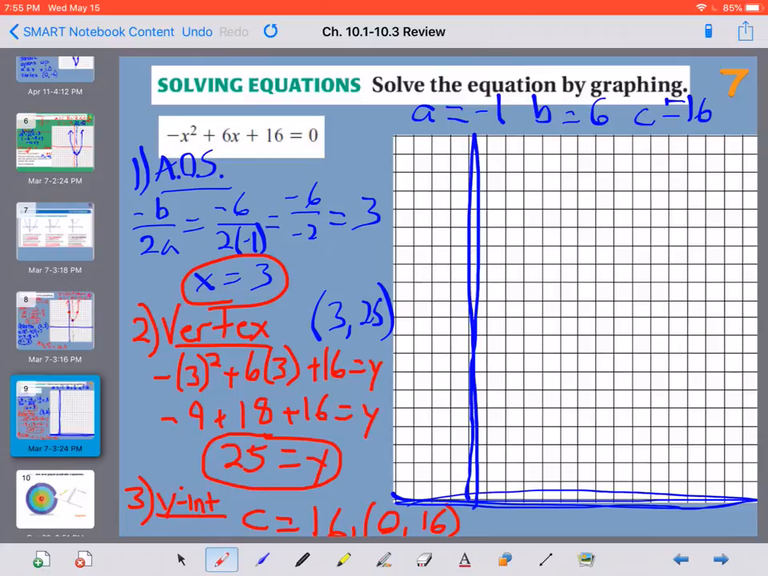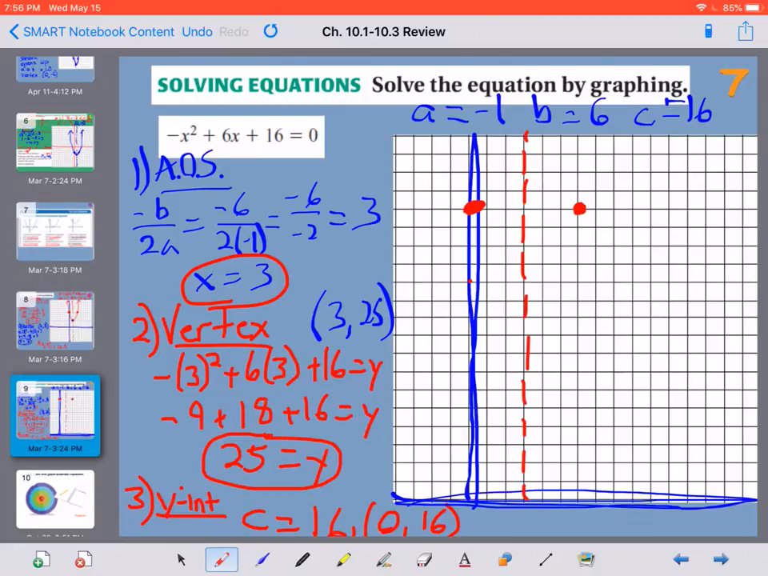My axis of symmetry is going to be at 1, 2, 3. And I know the y-intercept is at (0, 16). So 0, 1, 2, 3, 4, 5, 6, 7, 8, 9, 10, 11, 12, 13, 14, 15, 16. What I do know is that that's reflected across the axis of symmetry. So that is 1, 2, 3 away. So I'm going to count 1, 2, 3 to the other side.